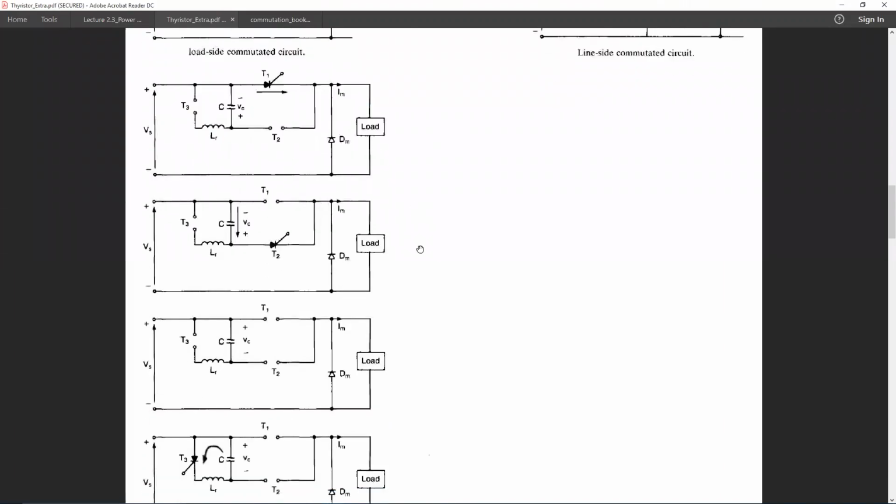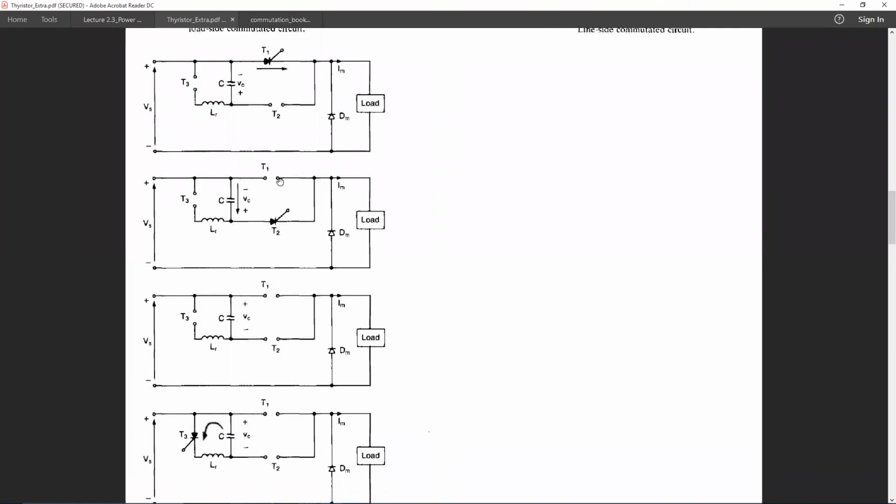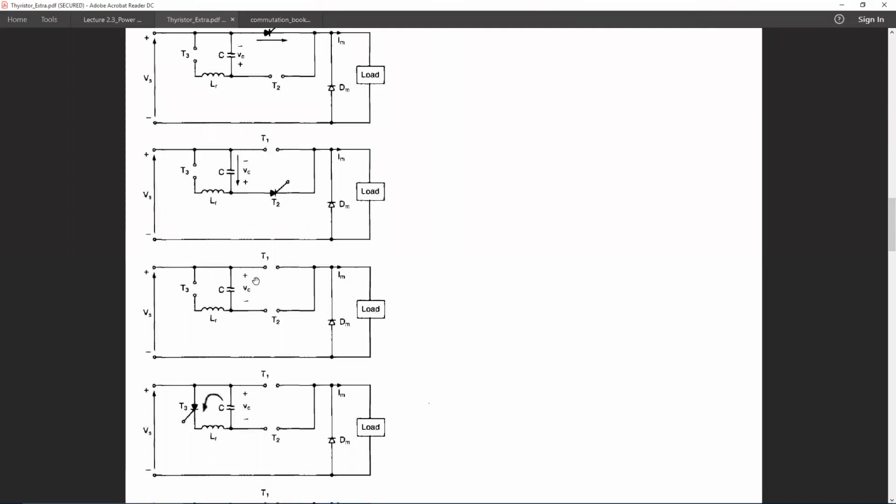So T1 will be turned off, and the thyristor T2 is now on, and the current will be flowing from the source through the capacitor through T2 to the load, and the circuit will be completed. But what will happen to this capacitor? As the current is flowing through this direction, the capacitor will be first discharged and then charged back in the opposite polarity.